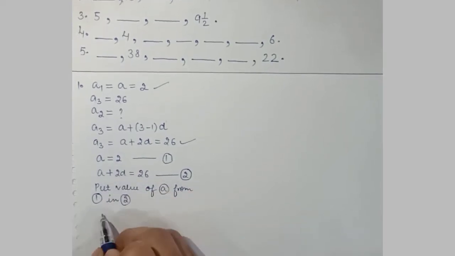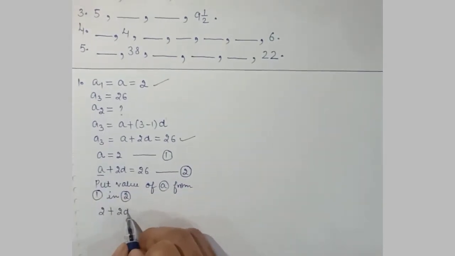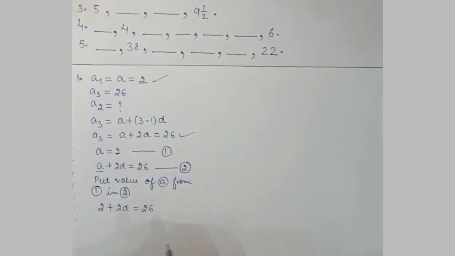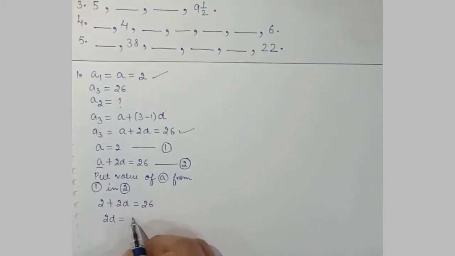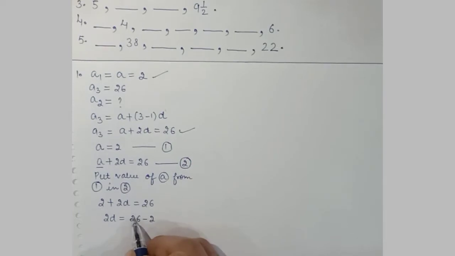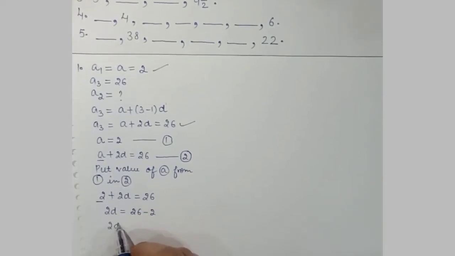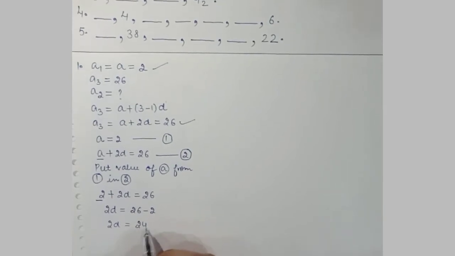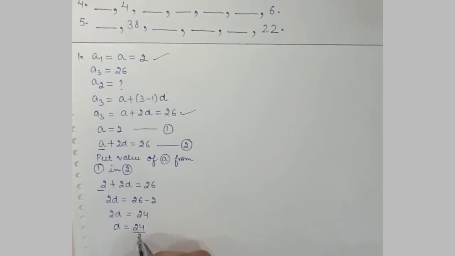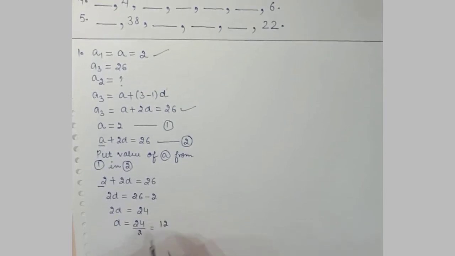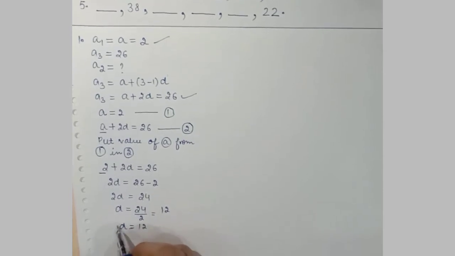Now put the value of a from the first equation in the second equation. The value of a is 2, so 2 plus 2d is 26. 2d is equal to 26 minus 2. 2d is 24 and we get the value of d is 24 divided by 2, 12. So our common difference is 12.